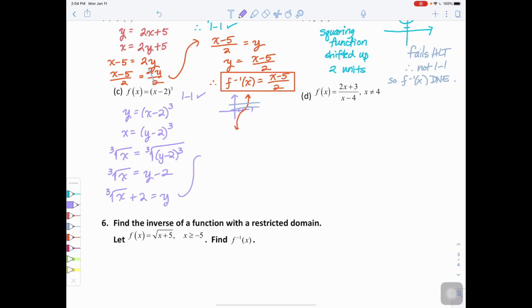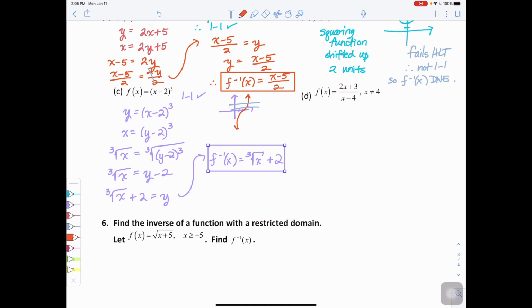And there you have it. F inverse of x is equal to the cube root of x, all plus 2. Okay? Let's take a look at D.